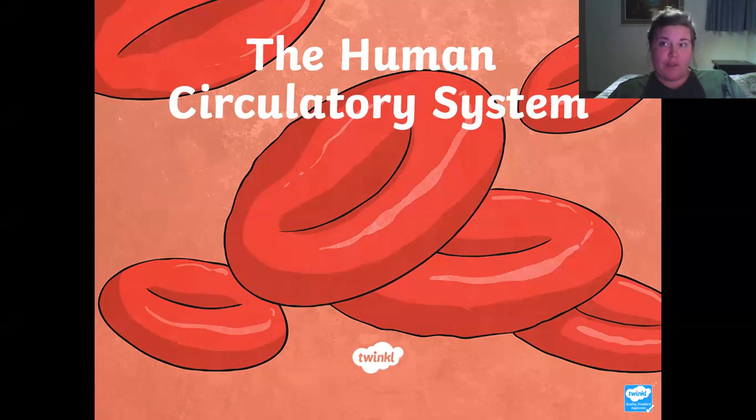But for today, we're going to be doing a lesson with this video. So we talked about the different organs in our body and how we have different systems. And today we're going to be looking at the human circulatory system, and that's basically the flow of blood around our entire body. So let's get into it.